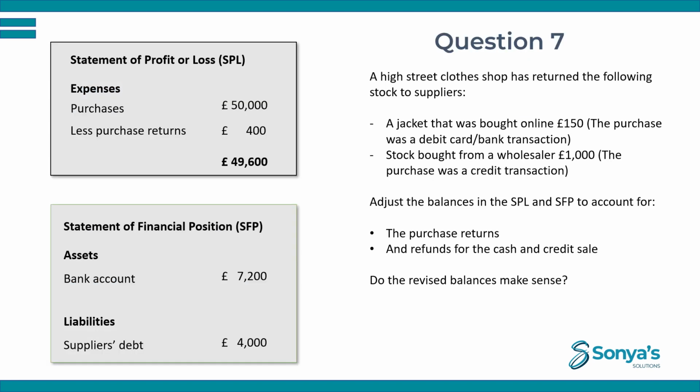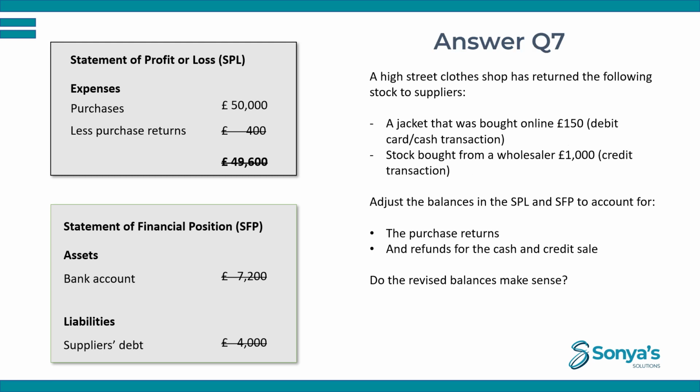Get ready to pause the video to give yourself time to read and answer the question. All of the returns are added to the purchase returns account, giving a revised balance of £1,550. The revised balance for total purchases is £48,450. £150 will be refunded to the bank account. The refund will increase the bank balance, so the revised bank balance is £7,350.